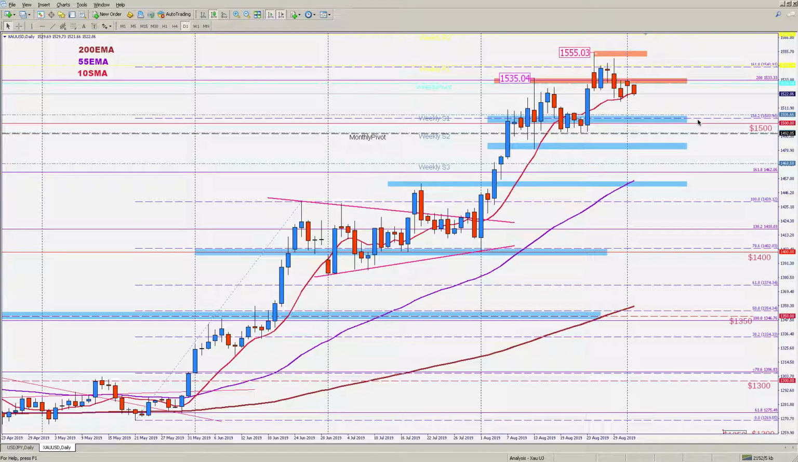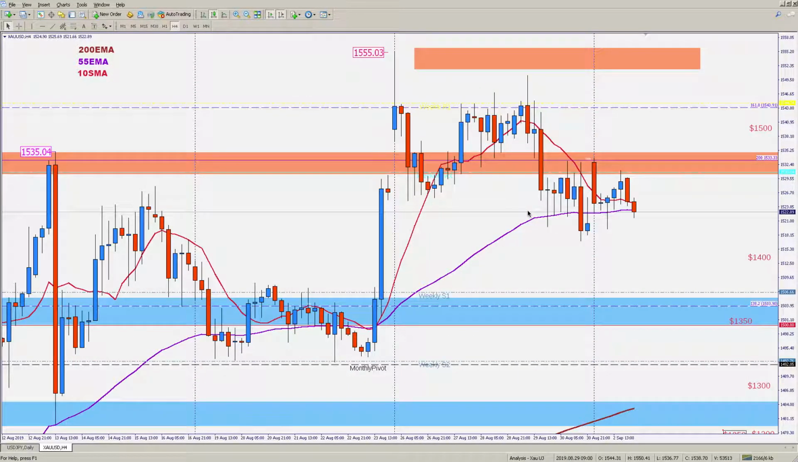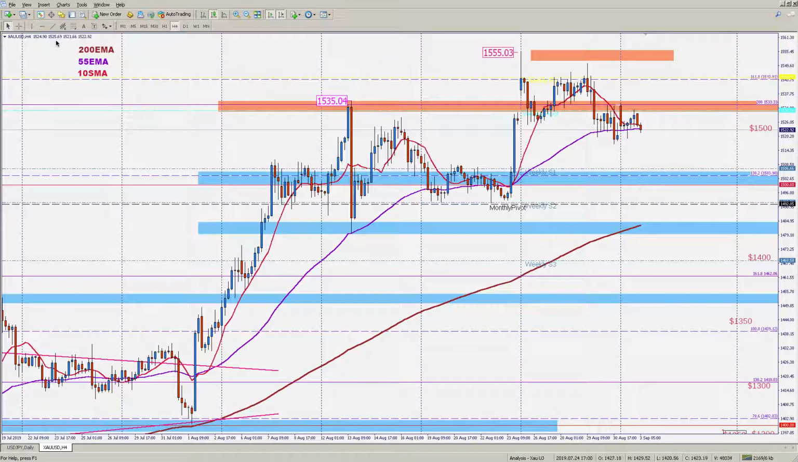which is in a really wide support range right to the 1500 level. So it may take a while before it starts to drift lower, and it needs to break this trend line here.